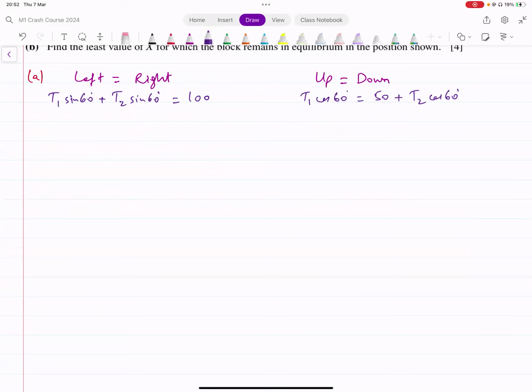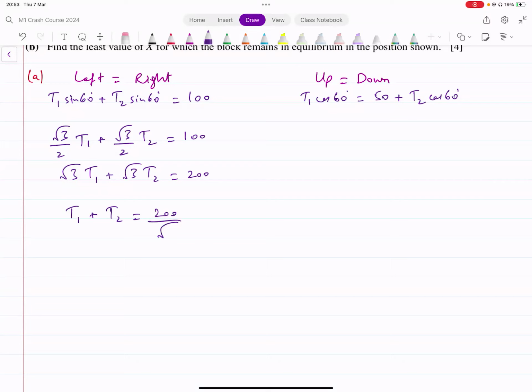Sine 60 is under root 3 over 2. So we have under root 3 over 2 into T1 plus under root 3 over 2 into T2. That equals 100. We can simplify this by multiplying the whole equation by 2. That gives us under root 3 T1 plus under root 3 T2 equal to 100 times 2. That's 200. And then we could simplify this further by taking under root 3 common and dividing it on the other side. That will leave us with T1 plus T2 equal to 200 over under root 3. Okay, that's one equation that we have.